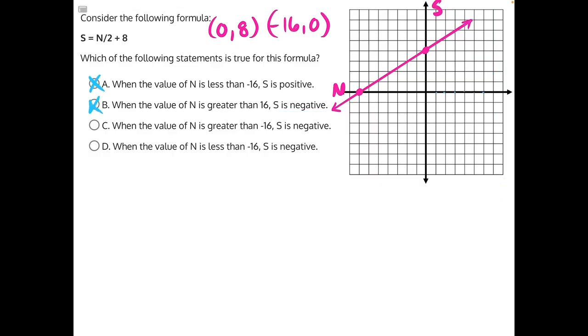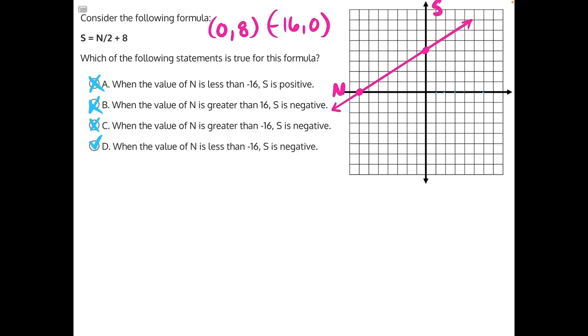Answer choice C says when the value of n is greater than negative 16, again back over here, s is negative. Greater than is to the right, and all of these s values are positive. They're above the x-axis, making answer choice C incorrect. By process of elimination, answer choice D is our correct answer.